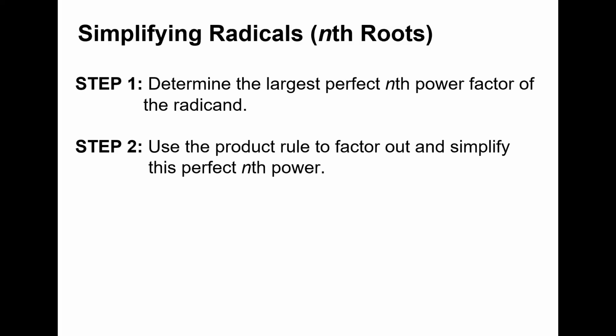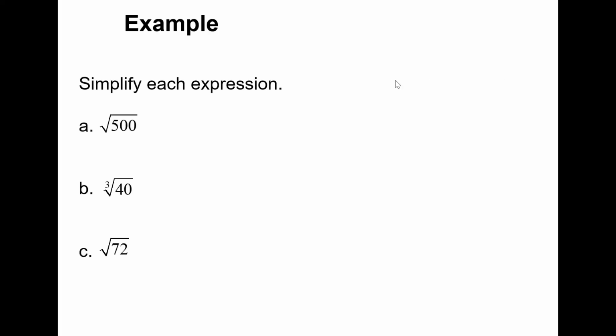All right, so let's simplify radicals with the nth roots. Determine the largest perfect nth power factor of the radicand, and then use the product rule to factor out and simplify this perfect nth power. All right, so we're supposed to simplify each expression.